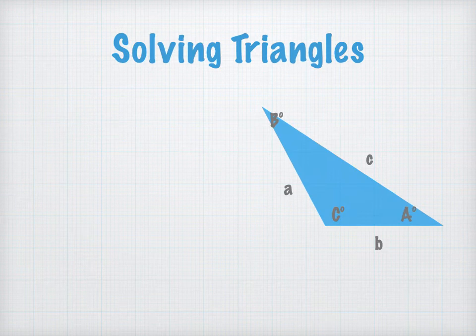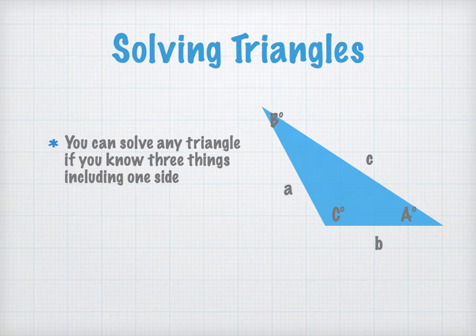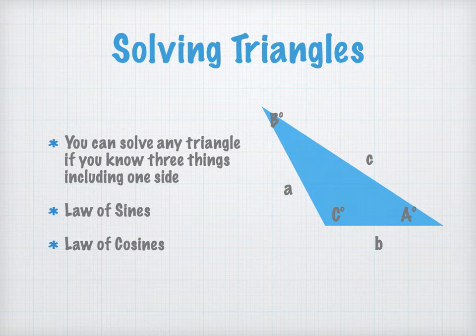So in solving triangles, we said in that earlier lesson that you can solve any triangle if you know three things, including at least one side. And we use the law of sines. And the law of sines works in a lot of cases, as long as you have the right things to go into it: you need two sides and an angle, or matching sides and angles. That's the key. So if that doesn't work, then we can use the law of cosines.